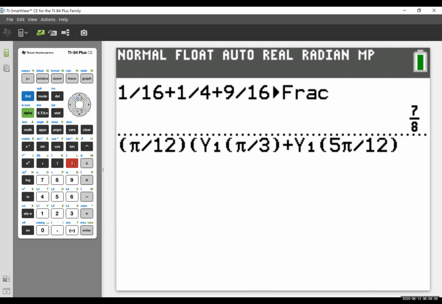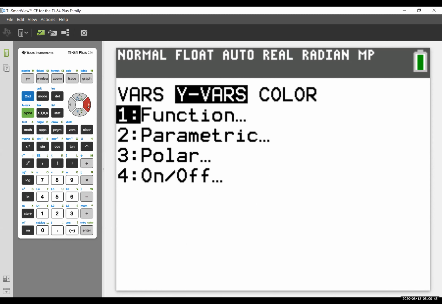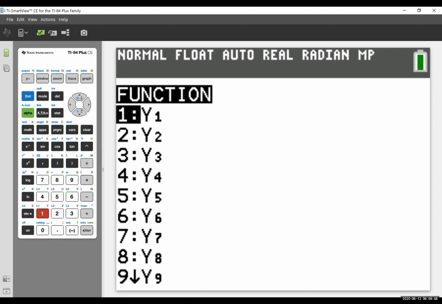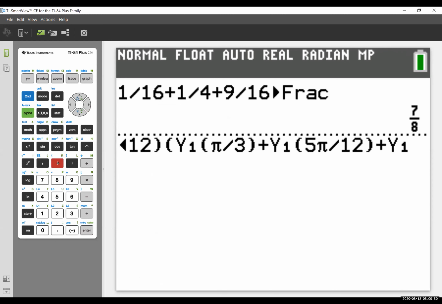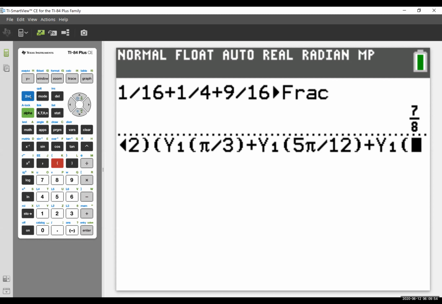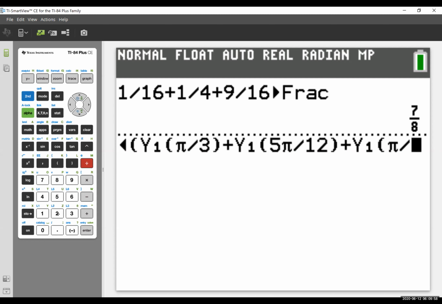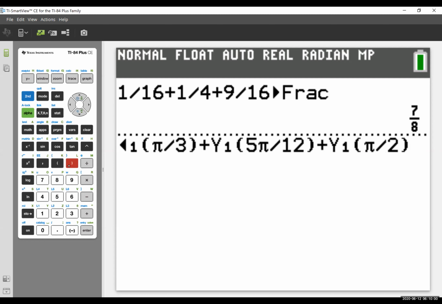Cool. One more. Let's get this: vars, Y-vars, function, still selecting y1. This time we're plugging in pi over 2. And I know you probably could have done that one. That one's a nice one without it. But like I said, save your energy for the actual calculus. Okay, so that is what we just set up.